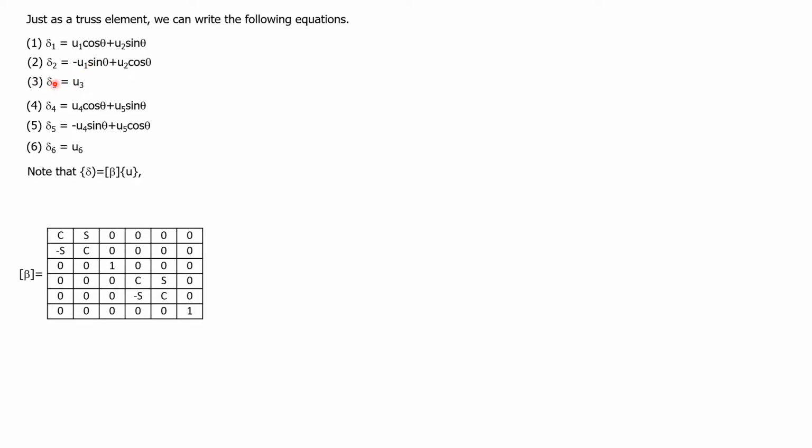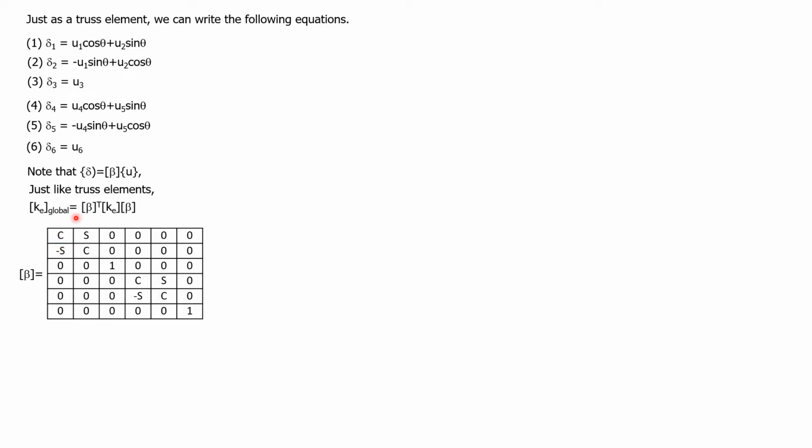For this third equation, it's only 1 at row 3, column 3. The rest is 0. Then fourth, cosine, fifth, sine, the rest 0. For fifth, everything is 0 except for fourth, which is negative S, fifth, positive C. Then delta 6 is U6, so meaning to say 0 up to 5, then 1 at the 6th cell. So this is the value of beta, just like for truss elements.